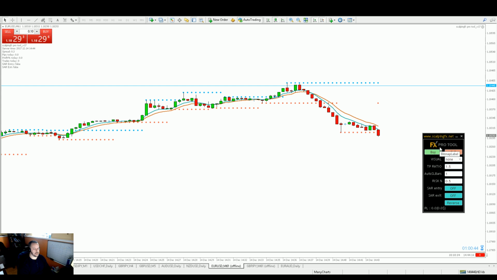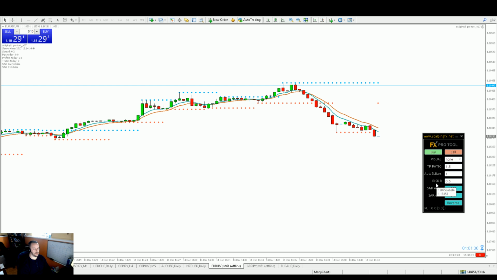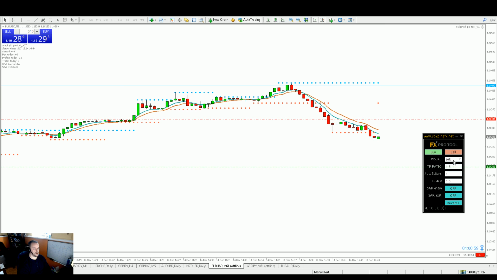So basically, this Pro tools that I use, to put a trade, it calculates the risk. It puts a stop loss automatically. You can set your take profit ratio. You can get a visual if you would sell right now, what could be your target and what could be your stop loss, you know. So if you want to get an idea, it's a pretty neat tool.